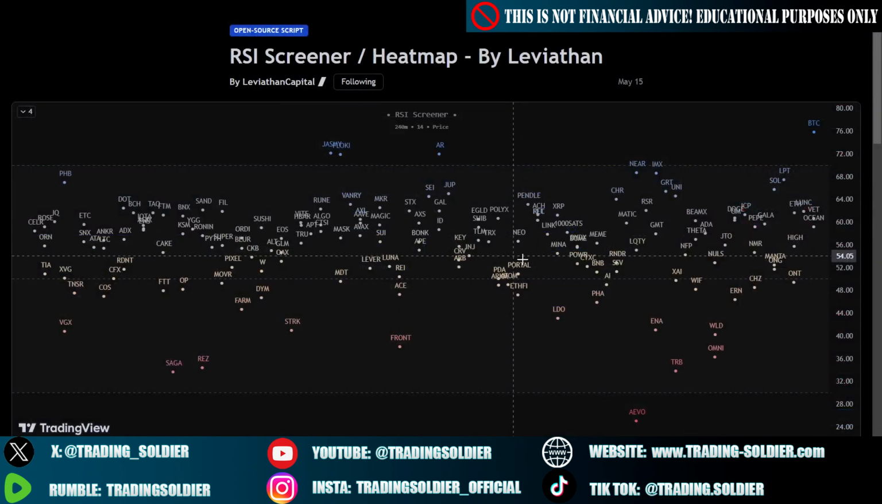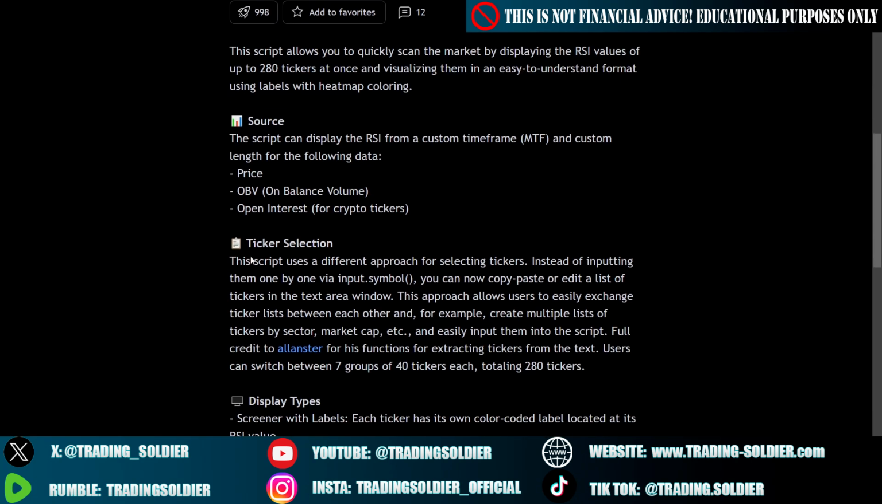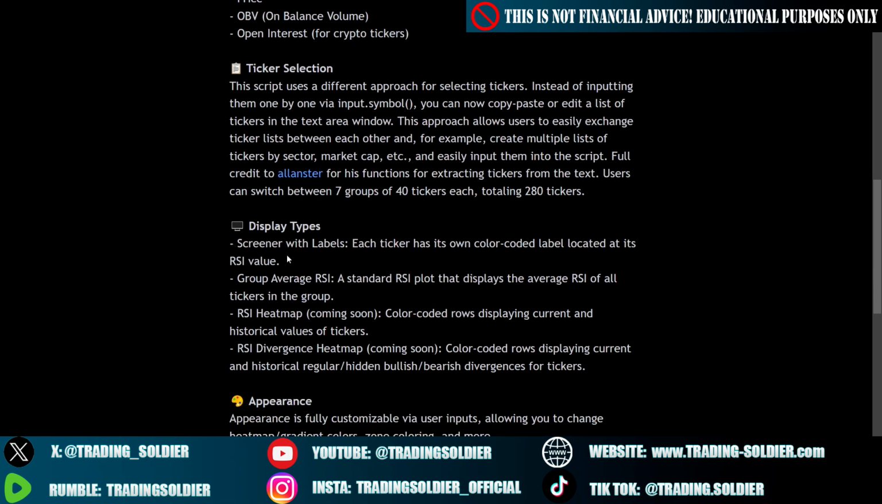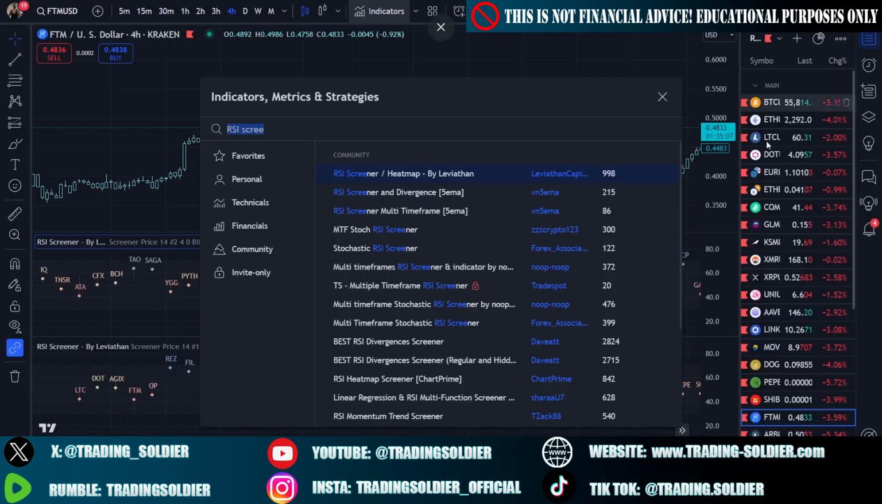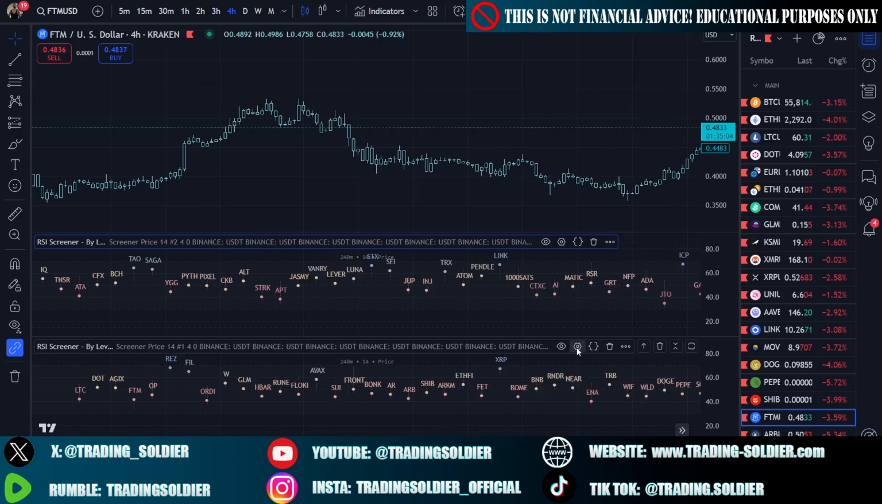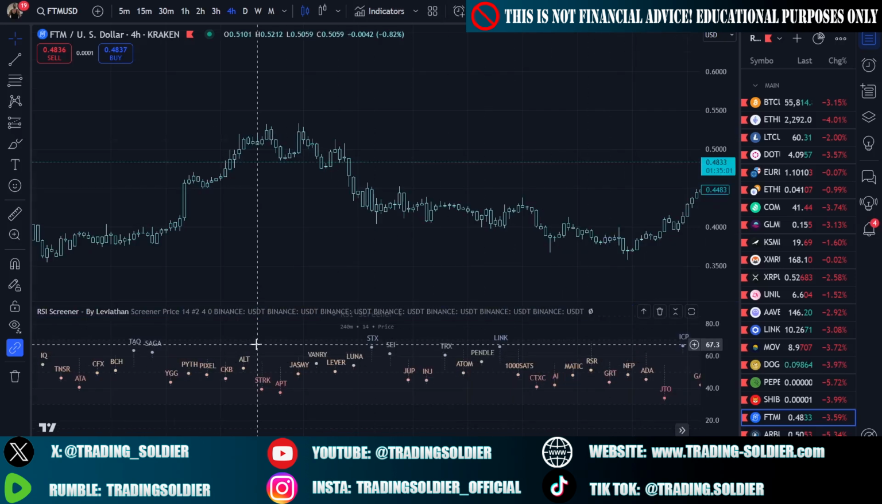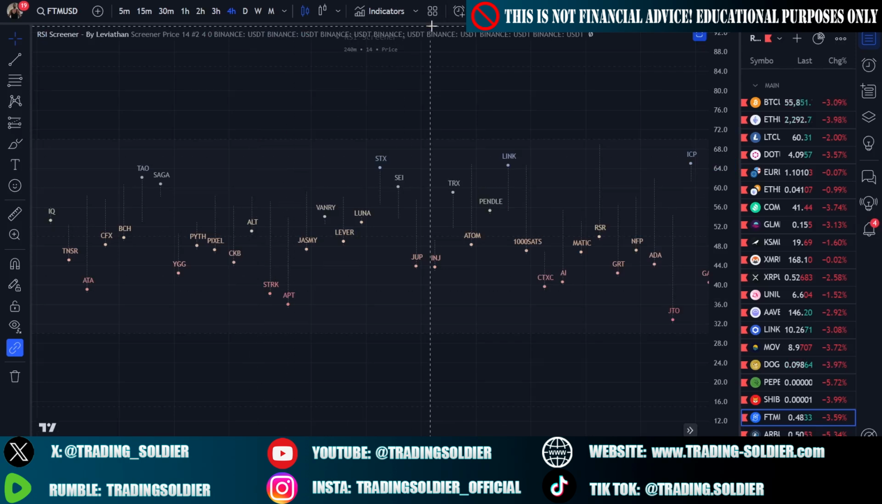As Leviathan says here, you can have different displays. You can use the divergence heatmap, that is not available yet. The RSI heatmap, that is also not available yet, and also the average RSI that I showed you before with a straight line, and the screener with labels that is what I was analyzing before. But as I said, this indicator is not meant to be used alone. It's just to give you a bigger picture of where every coin is at this moment from an RSI standpoint.